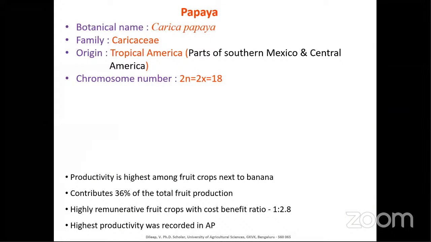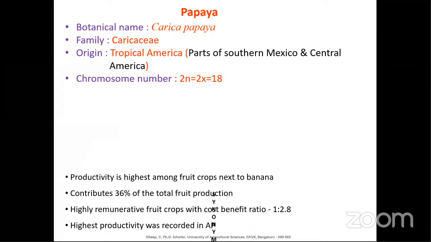So botanically it is called Carica papaya, belonging to Caricaceae, and the origin is tropical America, that is the southern parts of Mexico and also Central America. The chromosome number is 2n equal to 2x equal to 18. What is another crop that has the chromosome number of 18? Pomegranate, right? Pomegranate and passion fruit. Remember P for 18: papaya, pomegranate, and passion fruit. They have a diploid chromosome number of 18.